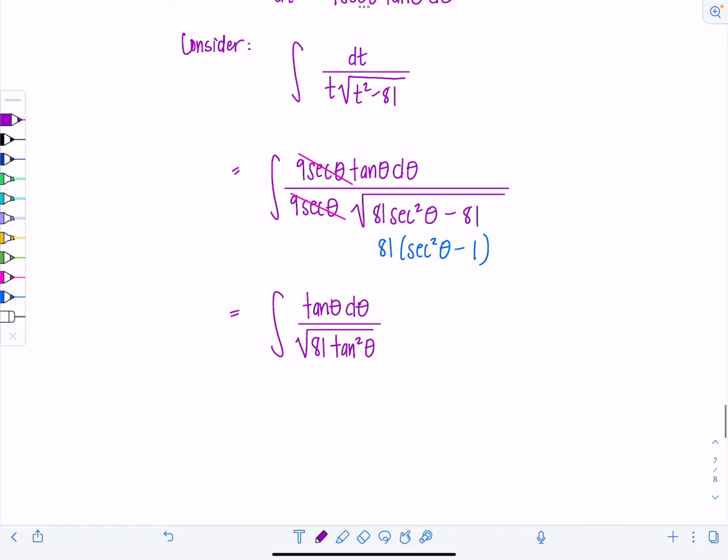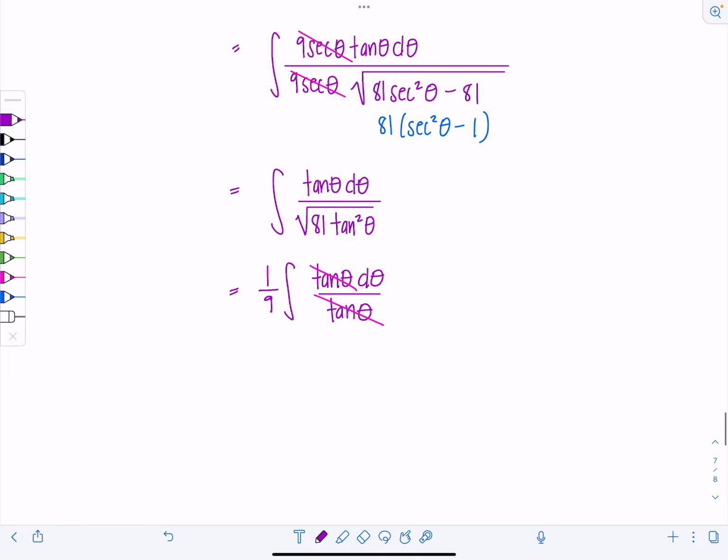I can take the square root of the denominator. That's just going to be 9 tan theta. So let's move that 9 outside. We've got 1/9 tan theta d theta over tan theta. Woo! Tan theta is just gone. Oh my goodness. And we have 1/9 integral d theta. Well, there's a 1 if you want to think of it that way. What's the antiderivative going to be? Just theta, right? So we've got 1/9 theta plus c.